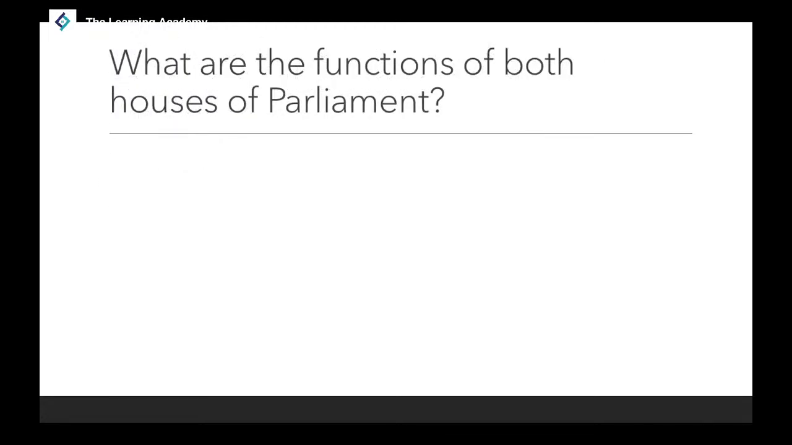So, what are the functions of both Houses of Parliament? What are the functions of Parliament? That's the first question we're going to examine.